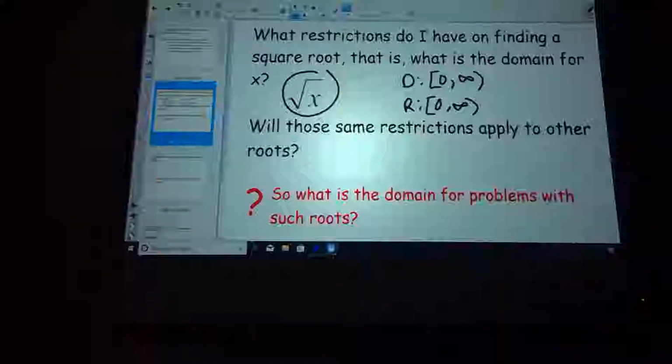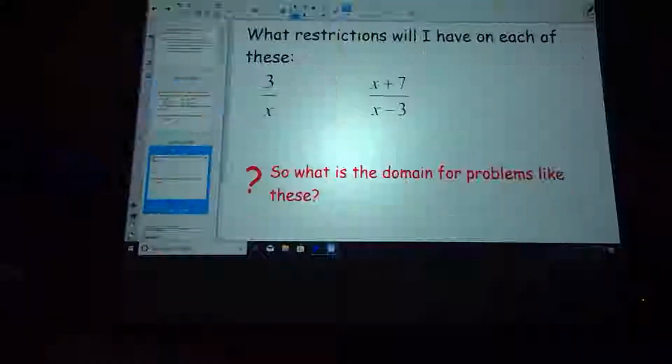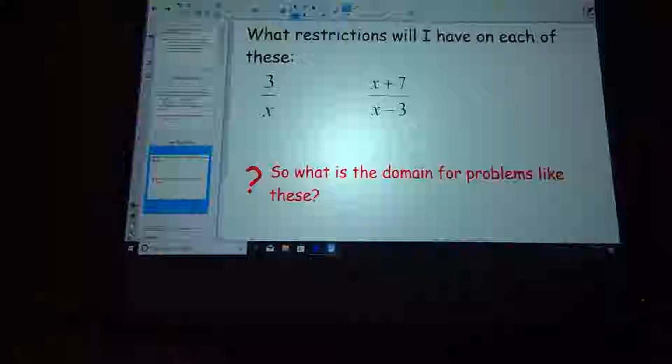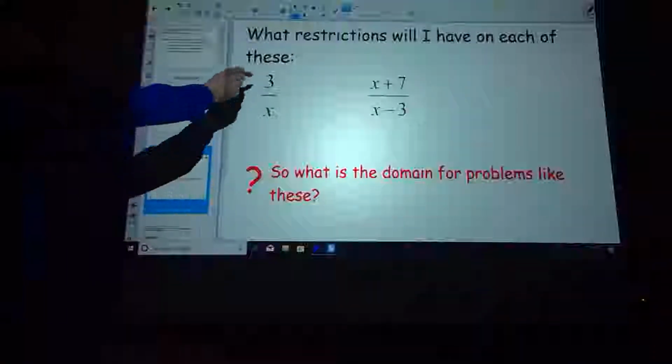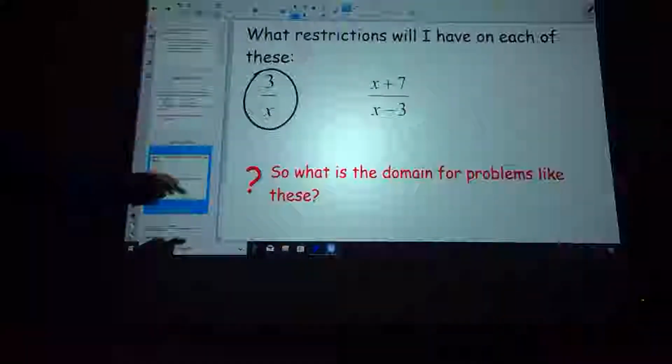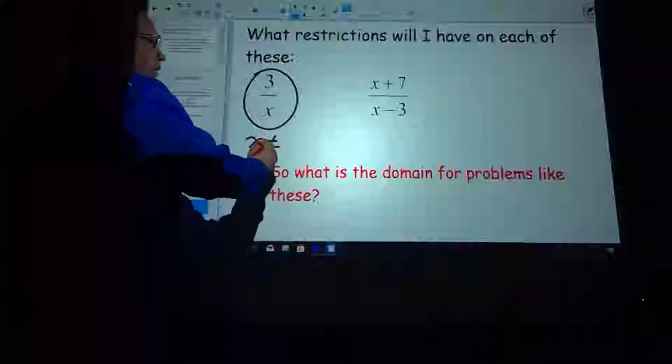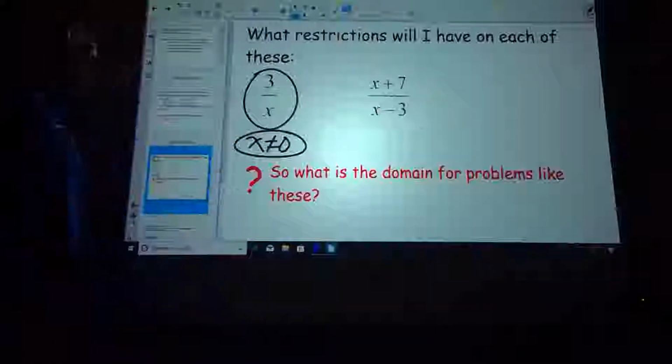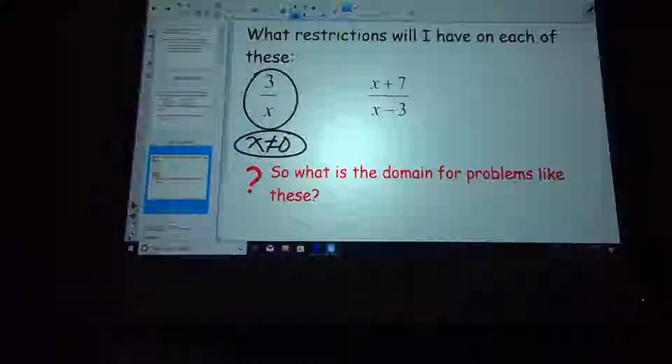Okay, move on. All right, so this one, do I have a restriction on this? Well, what can x not be equal to? Negative? Oh, I can have negatives downstairs. 0. I can't have 0. So on this one, I just have a singleton number that can't work. Every other number can work, but if I have 0 downstairs, it becomes an undefined term.